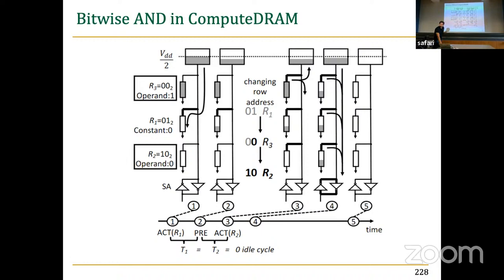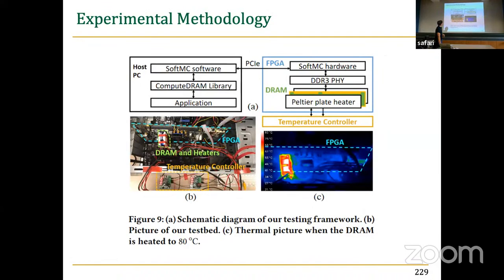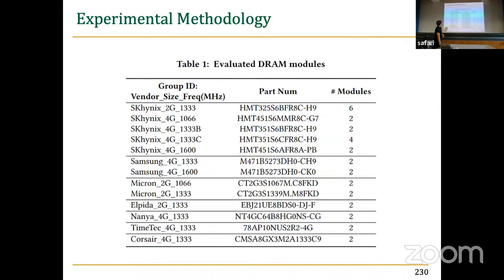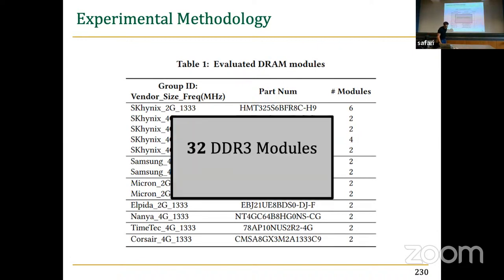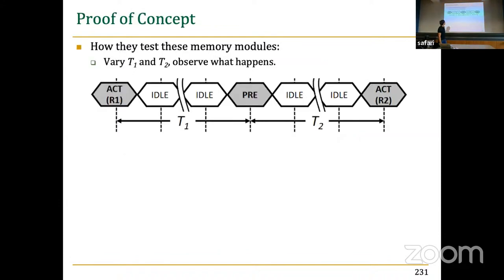So now imagine if you design the DRAM chips to not only store data and have a capacity and store bits, but also design them to perform copies or bitwise operations. Okay, and all of that was done with the SoftMC memory controller. Here you see a table with the evaluated DRAM modules from different vendors, SK Hynix, Samsung, Micron, etc. In total, 32 DDR3 modules, around 256 DRAM chips.